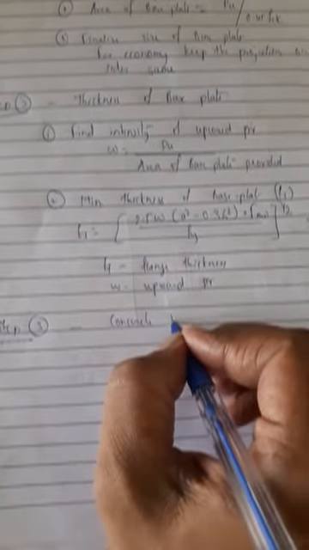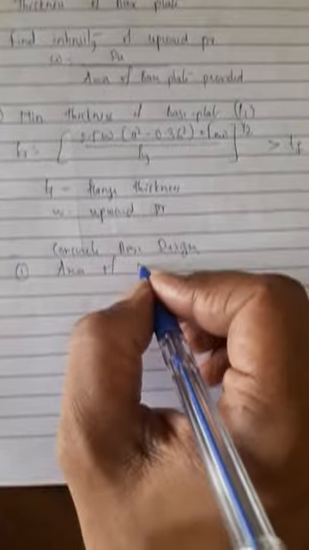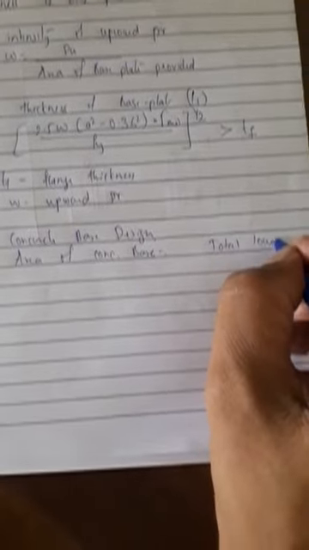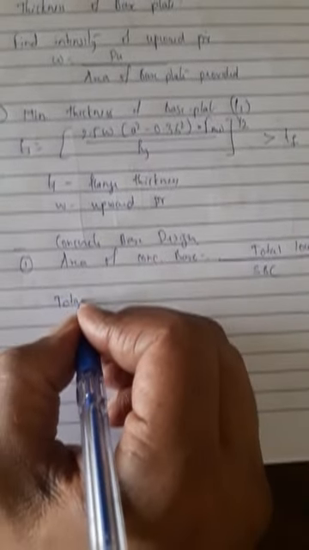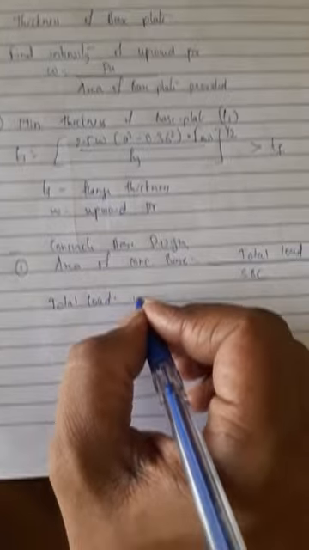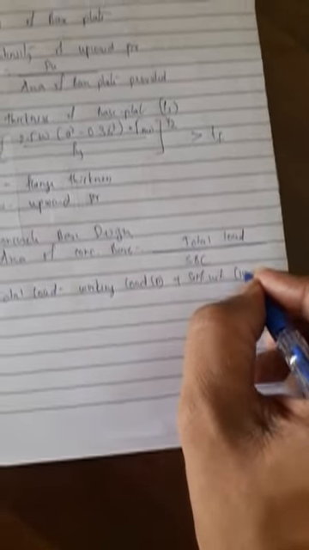Step 3, concrete base design. First, the area of concrete base is given by total load divided by SBC, and total load is the working load, that is P, plus self weight, which is assumed as 10% of load P.